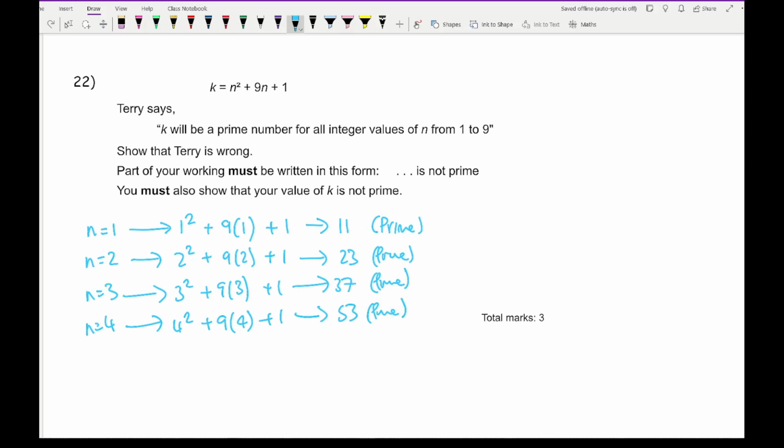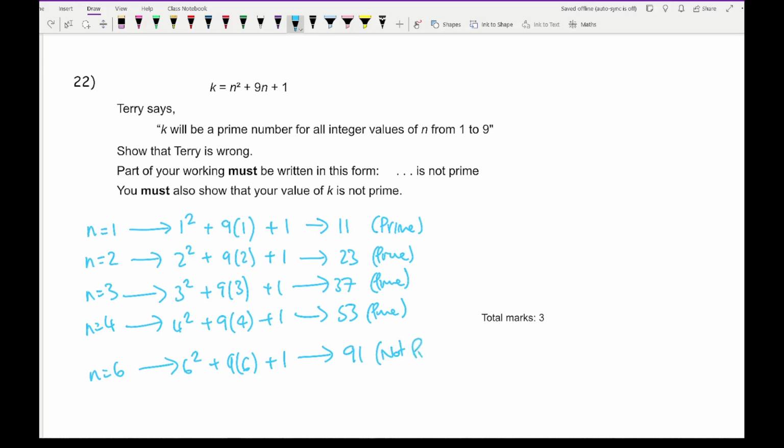And I would carry on maybe doing 3 examples, but by the time I get to n equals 6, I've got 6 squared plus 9 times 6 plus 1, which gives me an answer of 91, and 91 is not prime.